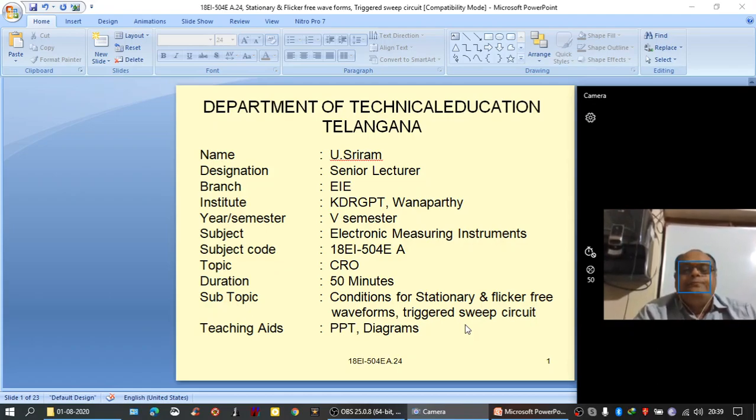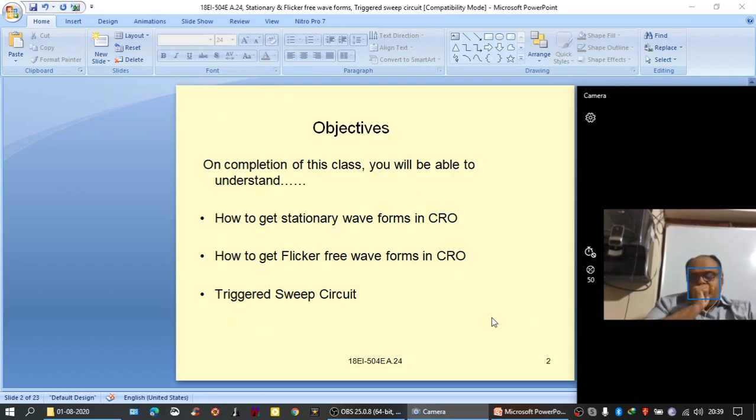In this class, I'll explain what are the conditions for stationary and flicker-free waveforms on the CRO screen, and what is a triggered sweep circuit and what is its importance. How do we get a stationary waveform in a CRO? How to get flicker-free waveforms in a CRO, and about the triggered sweep circuit.